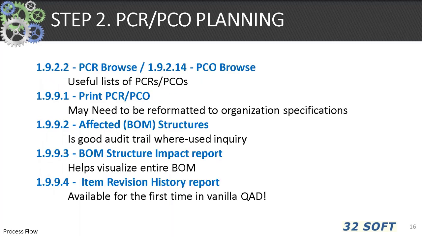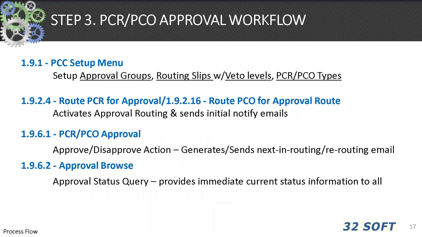Step two in the PCC process is planning for the implementation of all the change elements. This is probably the most crucial part of the change process. The more information you have regarding accurate orders, status, location, the more likely you will succeed at the control process. Reports such as PCR and PCO browse, printing and PCO information, effective PCO structures will assist with this planning process.